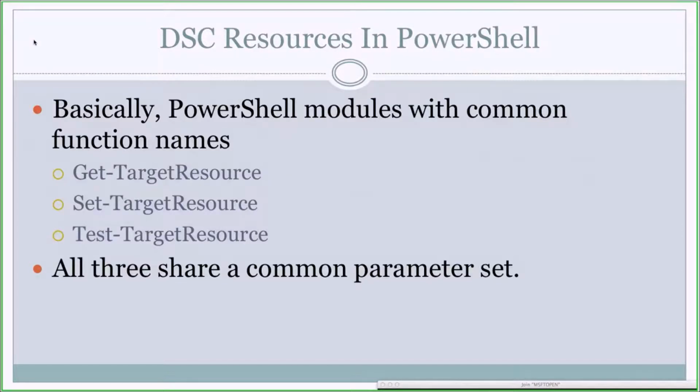So what do DSC resources actually consist of? All they are is a PowerShell module. It has three functions: Get-TargetResource, Set-TargetResource, and Test-TargetResource. All three functions have the exact same parameters.